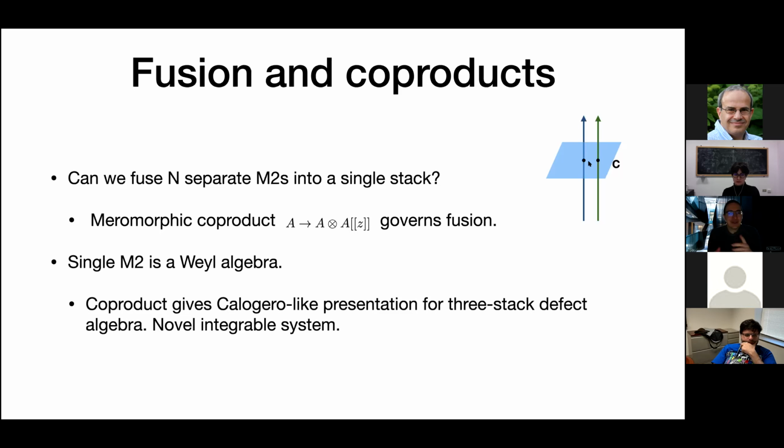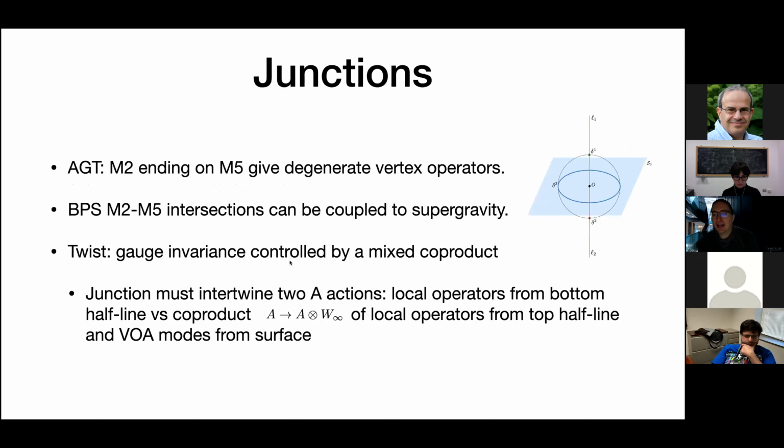there is a certain residual dependence on the position. The fusion becomes singular if you have a singular dependence on the transverse direction. So we found some nice story there. The part that was more interesting was to figure out what the constraints are on junctions between M2-branes and M5-branes.